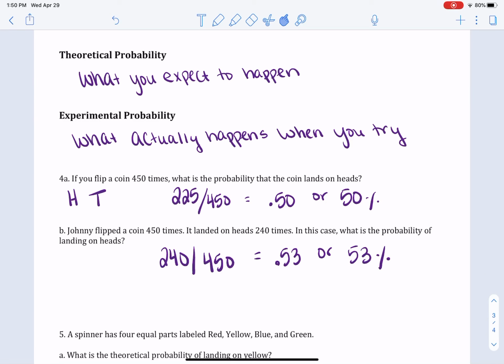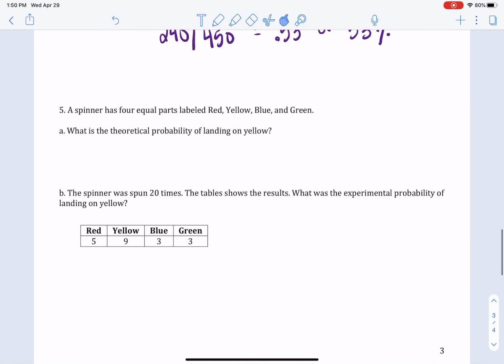Okay, so the next one here, it says, a spinner has 4 equal parts labeled red, yellow, blue, and green. What is the theoretical probability of landing on yellow? Well, we have 4 equal parts and one section is yellow. So we have a 1 out of 4 chance or 25% chance of landing on yellow.